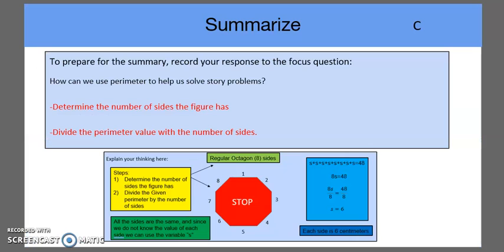And finally, we're going to go into summarization. How can we use perimeter to help us solve story problems? Determine the number of sides the figure has. Divide the perimeter value by the number of sides. Here's an example that demonstrates that.